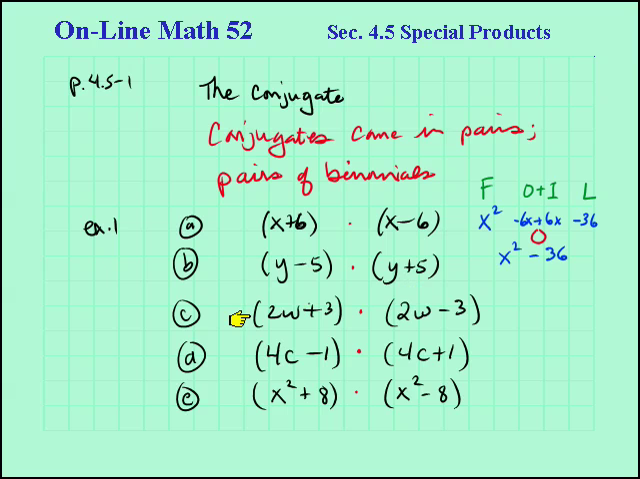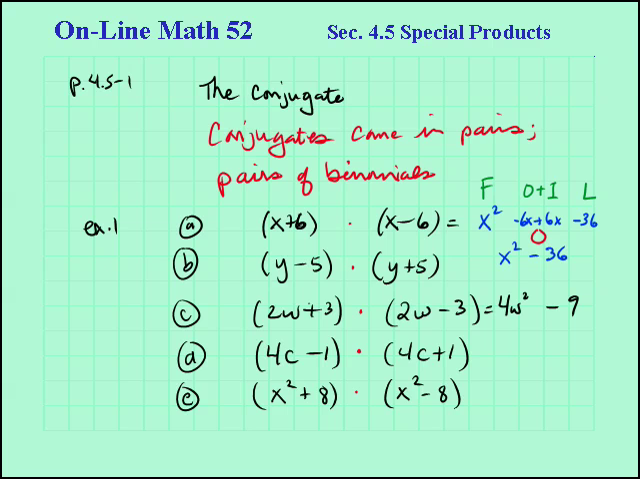We'll do letter C the same way. The firsts, 2w times 2w, 4w squared. Outer is going to be negative 6w. See that? Negative 6w. Inner will be positive 6w. Positive 6w, negative 6w. They add to 0 again. And then the last is negative 9. Whoops, excuse me. Negative 9. So that becomes 4w squared minus 9.